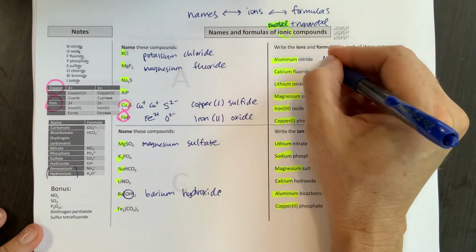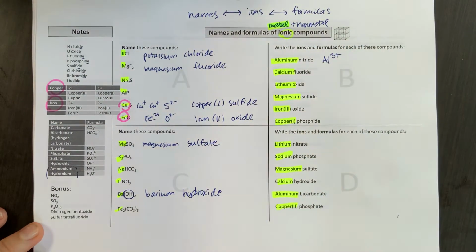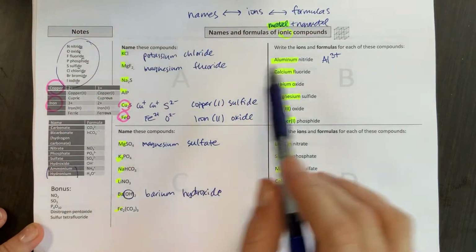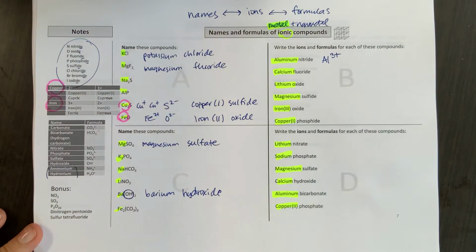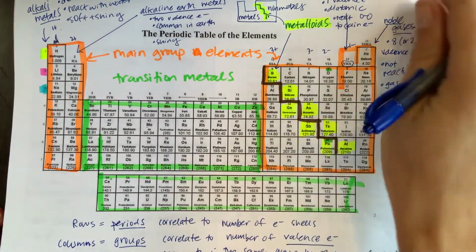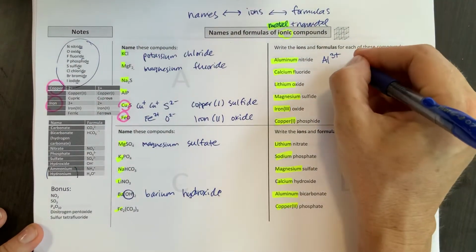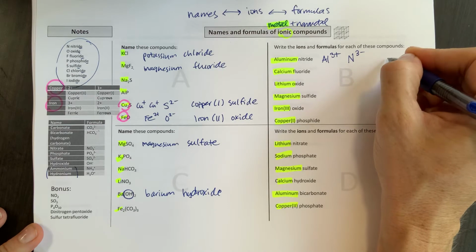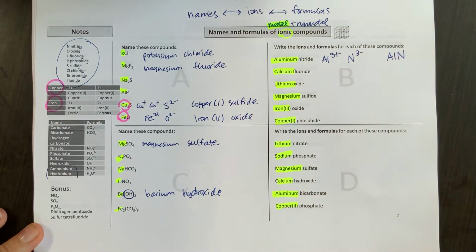So aluminum, 3+. Nitride, you have to think, is it an -ide or is it an -ate? Okay, -ide means it's all by itself, and when it's all by itself, you're going to come to the periodic table, see the 3 negative, and say, okay, that's N 3-. Okay, 3+, 3-. The formula here is AlN.